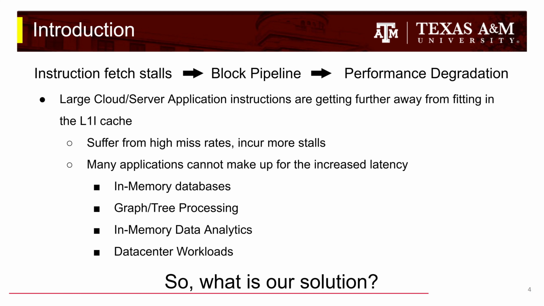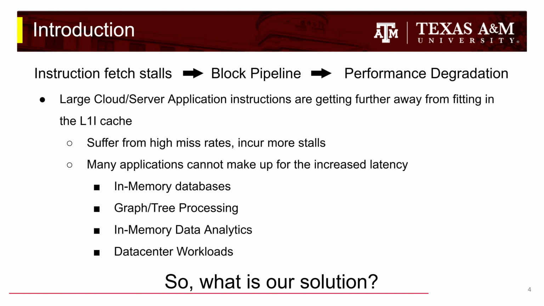Nowadays, large cloud and server application instructions are getting further away from fitting inside the L1 instruction cache. They can suffer from high miss rates and incur more stalls. And applications such as in-memory databases, graph tree processing, in-memory data analytics, as well as data center workloads cannot make up for this increased latency. And as you can see over here, instruction fetch stalls can block the pipeline and ultimately lead to performance degradation.